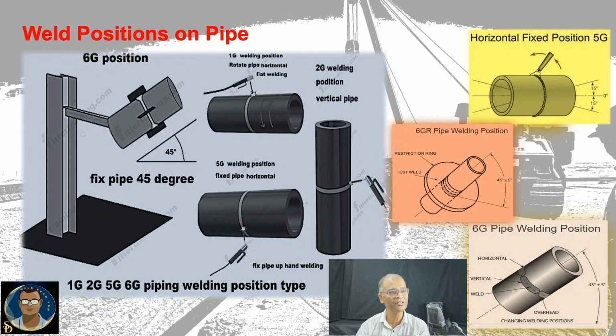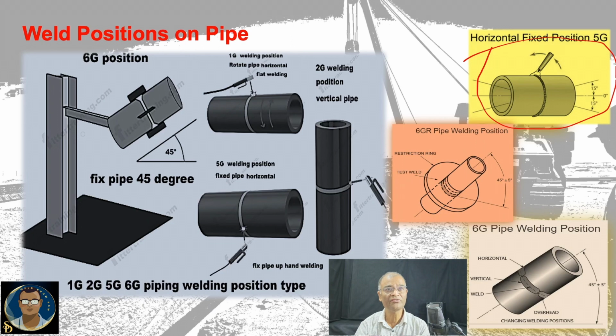In the last two slides we have discussed fillet and groove welds. Now you can see the positions on the pipe. Other than flat, horizontal, vertical and overhead, 1G, 2G, 3G and 4G, there are two more special positions on pipe, which are 5G and 6G. 5G is generally kept horizontal, within plus or minus 15 degrees, for a horizontally fixed pipe. So this is the position actually most extensively used for pipeline welding. 6G is a 45 degree angle, plus or minus 5 degrees.